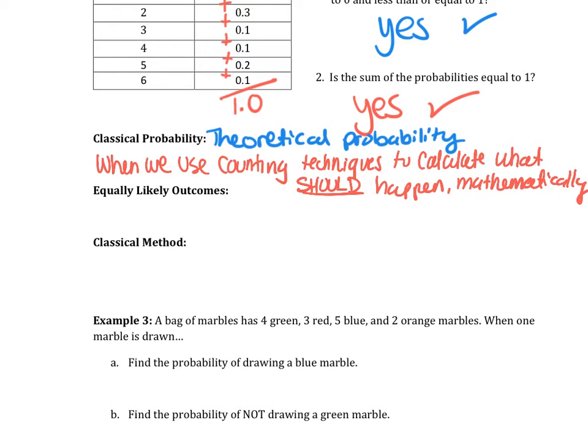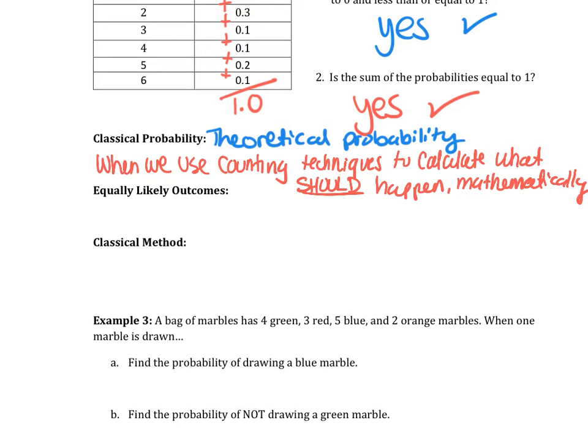Okay, so classical or theoretical probability is theoretically what should the probability be. So like if we're flipping a coin, theoretically it should be 50-50. However, if you flip a coin 10 times in a row, that does not necessarily mean you're going to get exactly 5 heads and 5 tails. So the classical probability is what should happen, just based on the numbers.